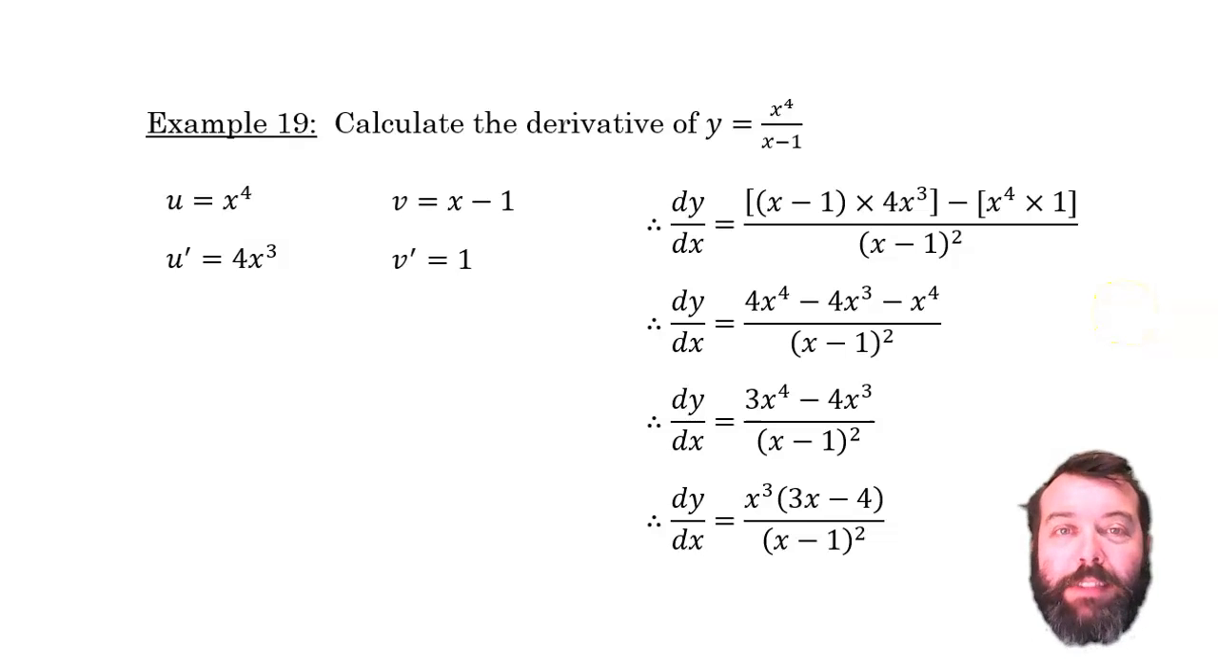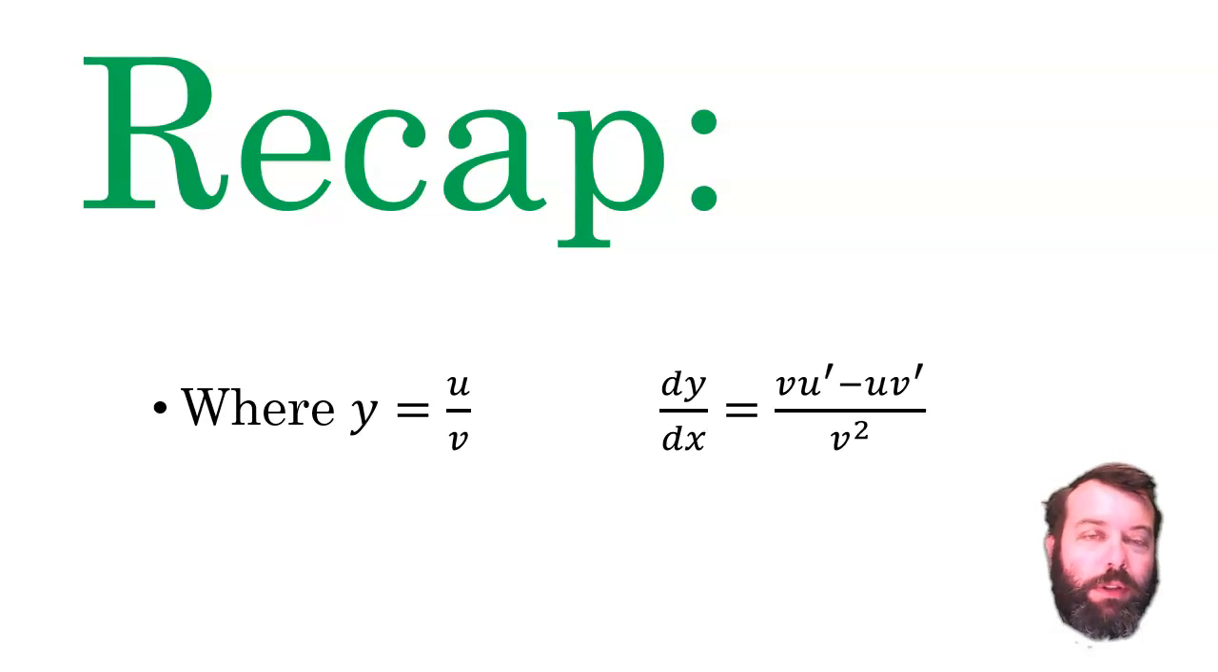Rightio, that's it for the quotient rule really. It is a new thing to remember and something that you'll use a bit. If y equals u over v, then y prime is vu prime minus uv prime over v squared.